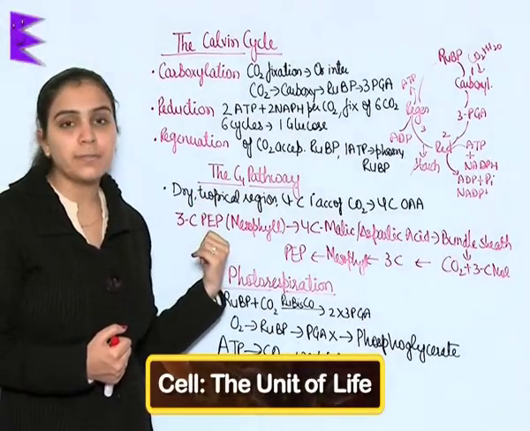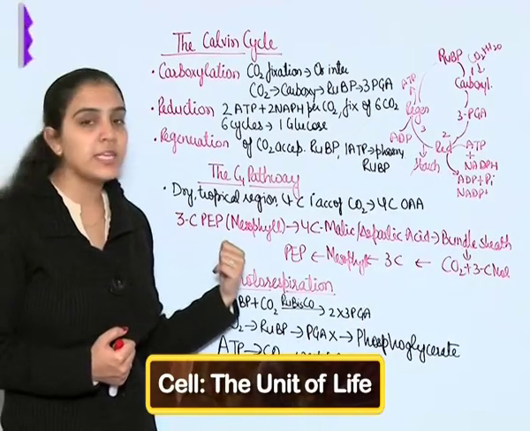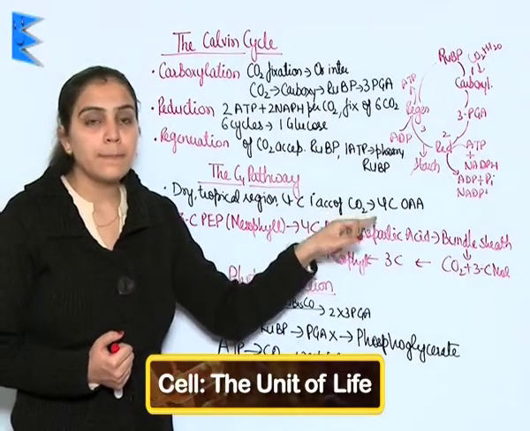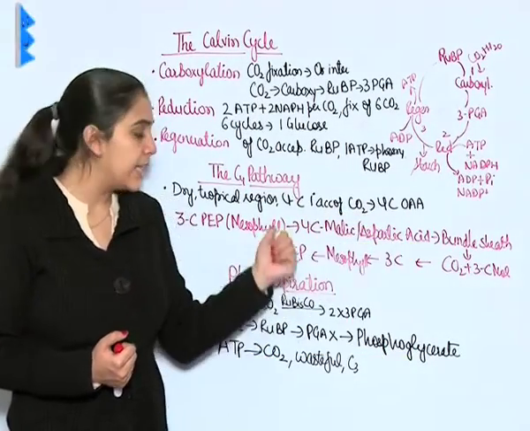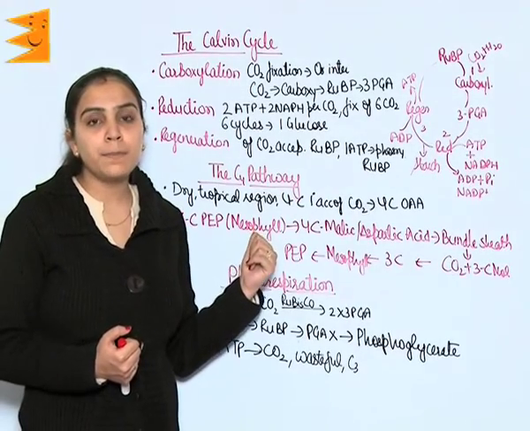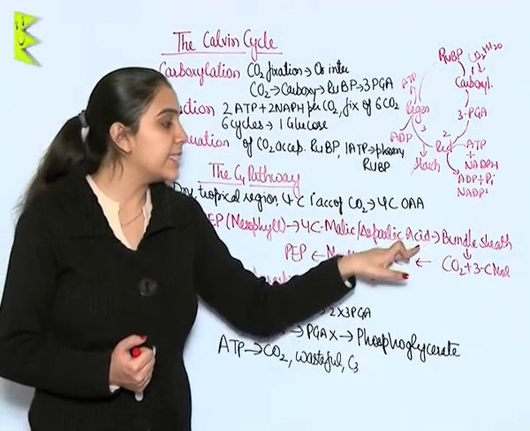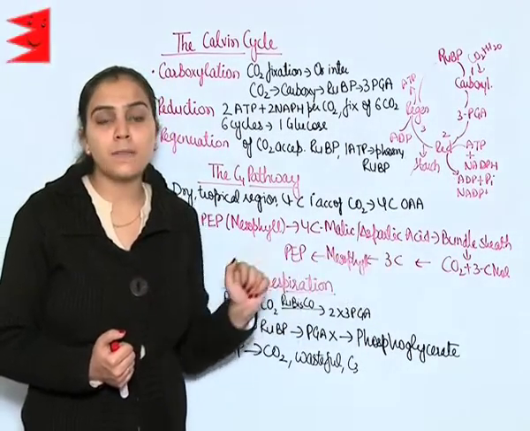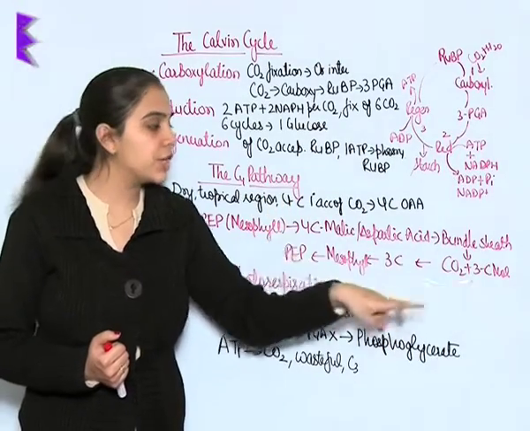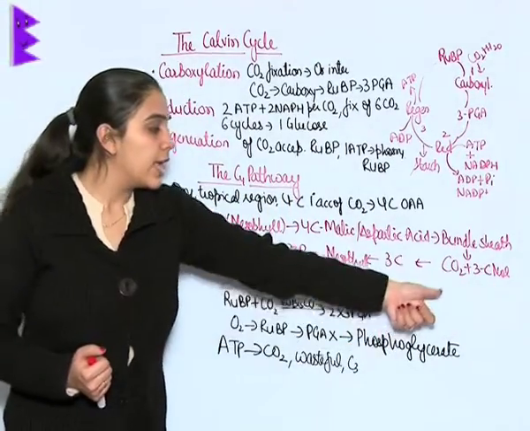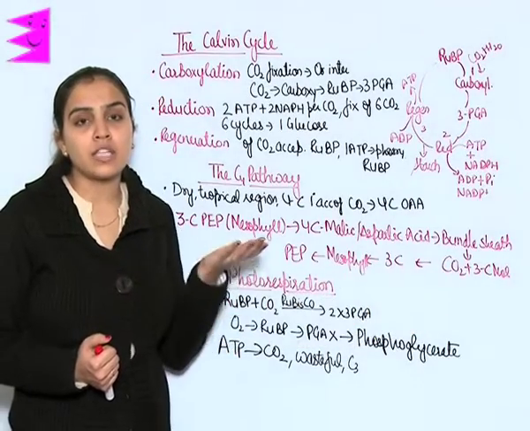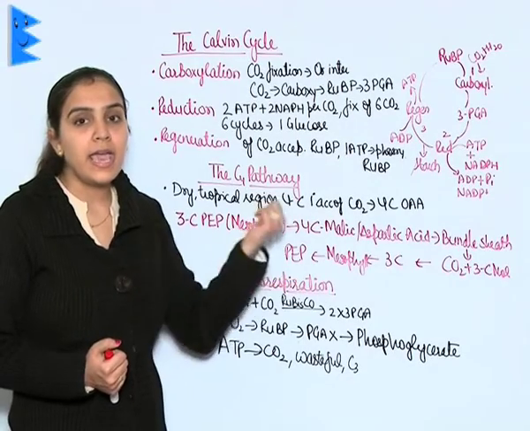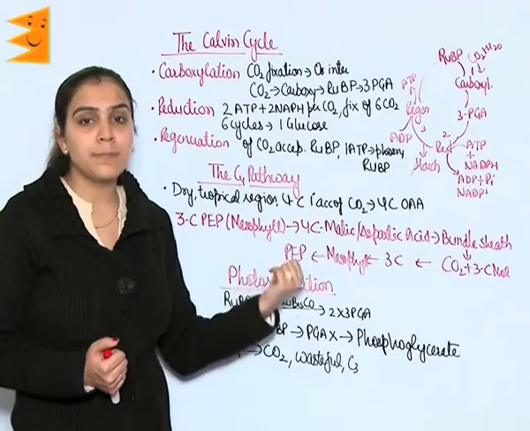The primary acceptor, 3-carbon PEP, is present in mesophyll. It gets converted into 4-carbon malic or aspartic acid, and the enzyme involved is PEP carboxylase. This gets transferred to bundle sheath, where this 4-carbon compound is broken down into CO2 and a 3-carbon molecule. This 3-carbon molecule is again transported back to mesophyll, where it gets converted into PEP, and hence the cycle is completed.